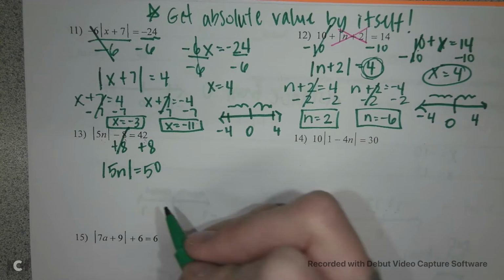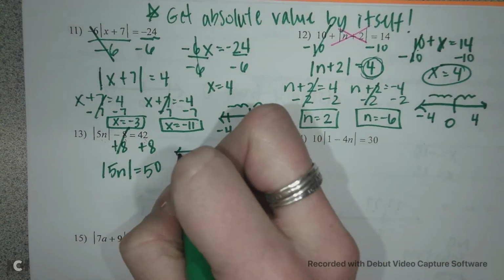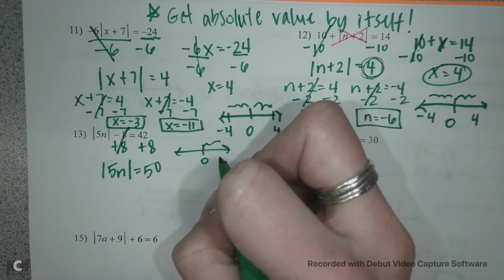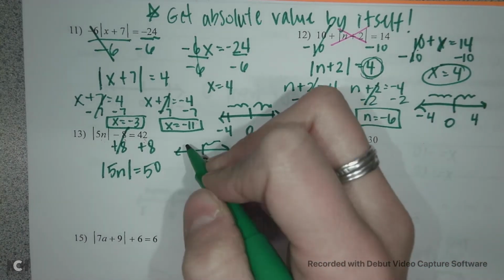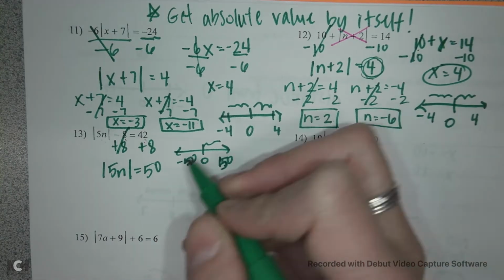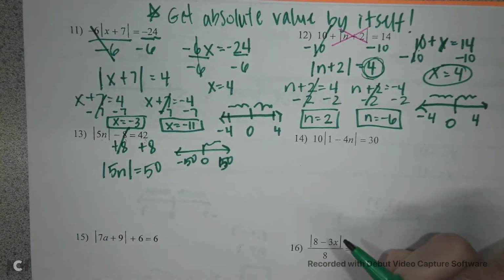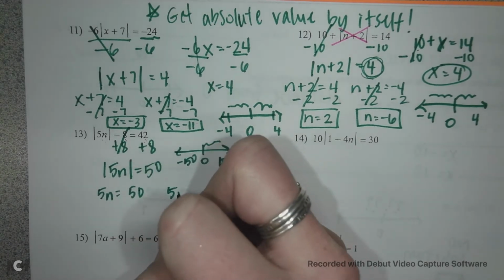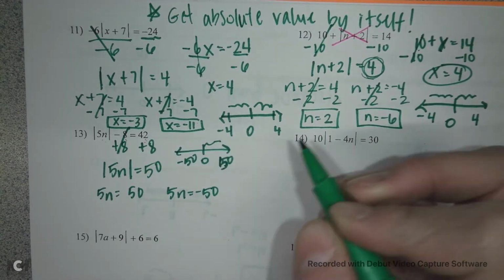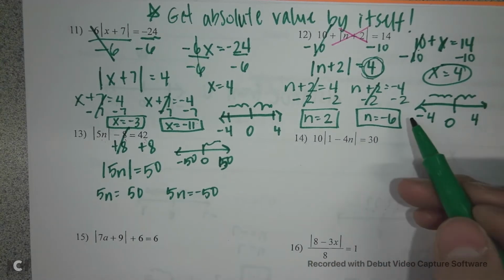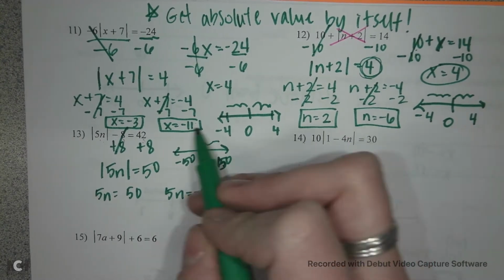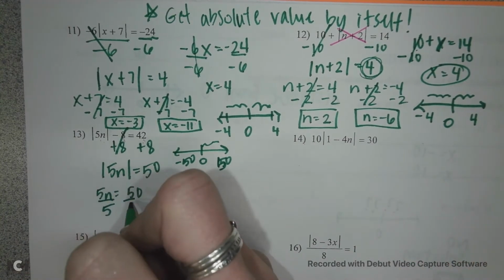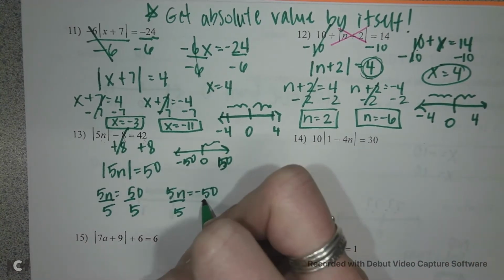Okay, so now my absolute value is all by itself, so I can think about a number line. If I'm going to go 50 spaces to the right, I'm at positive 50. And if I go 50 spaces to the left, I'm at negative 50. So those could be my two answers. So I have 5n equals positive 50 and 5n equals negative 50. Again, it's very important that you split into your two answers because sometimes the numbers are different, just like on 11 and 12. We can't guess that they're going to be the same unless we actually finish the problems.